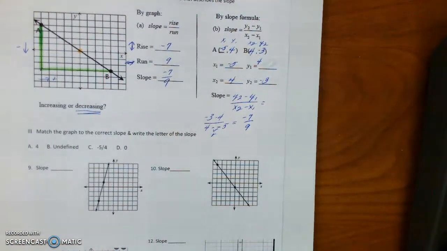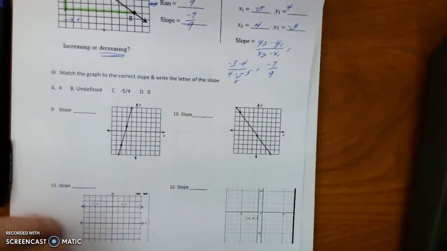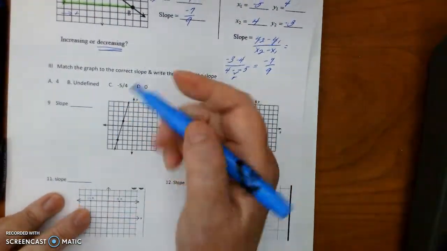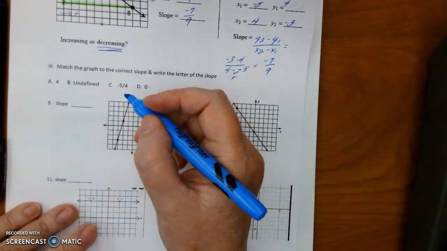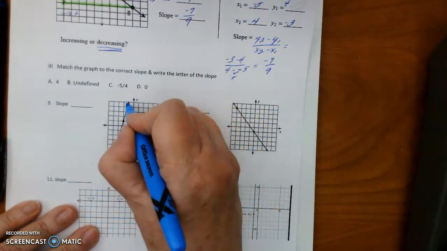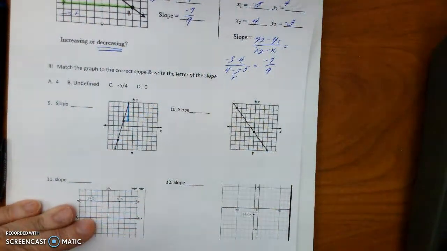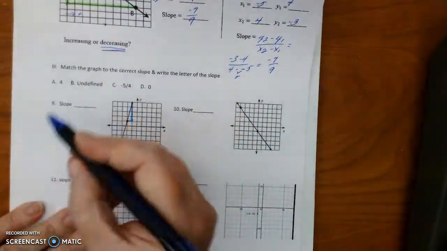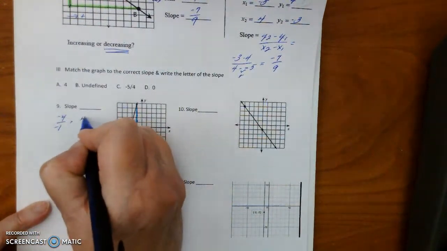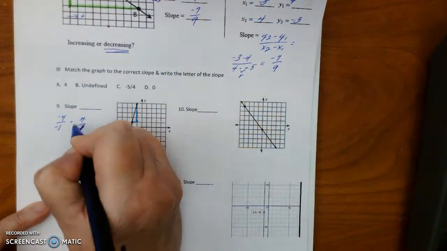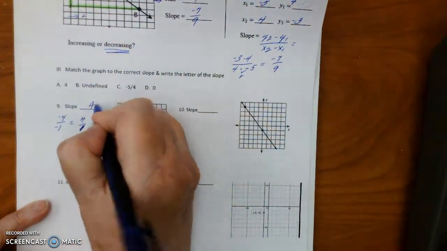All right, now we're going to do the lower part. And we're going to figure out the slope. So if we look at this, it goes down 1, 2, 3, 4 over 1. So the slope is -4 over -1, which equals 4 over 1, which equals 4. So that would be A.